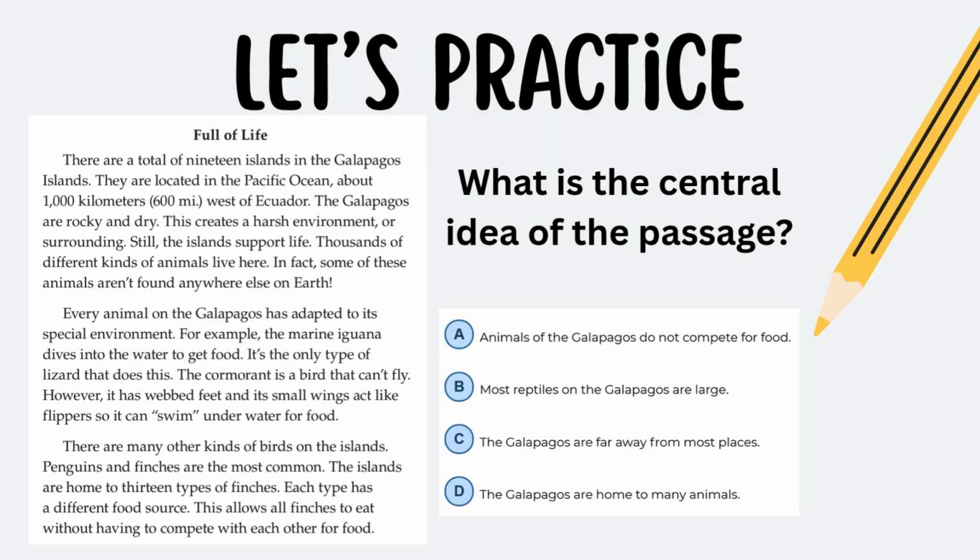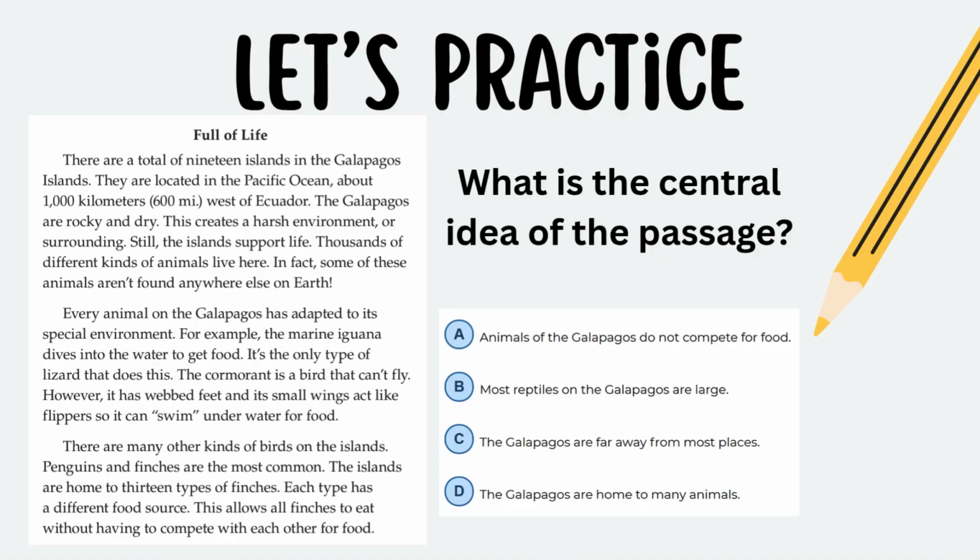Every animal on the Galapagos has adapted to its special environment. For example, the marine iguana dives into the water to get food. It's the only type of lizard that does this. The cormorant is a bird that can't fly. However, it has webbed feet and its small wings act like flippers so it can swim underwater for food. There are many other kinds of birds on the islands. Penguins and finches are the most common. The islands are home to 13 types of finches. Each type has a different food source. This allows all the finches to eat without having to compete with each other for food.